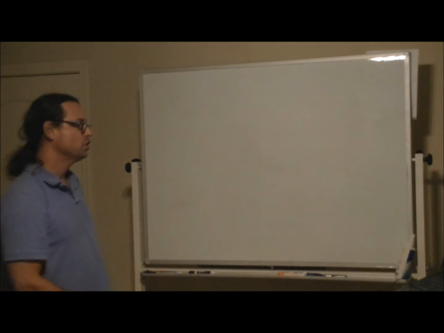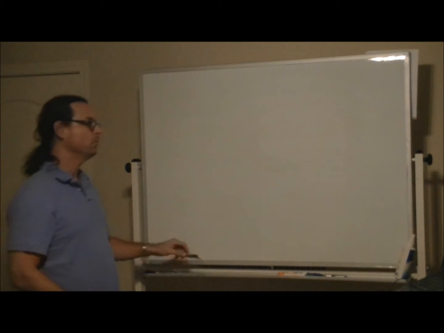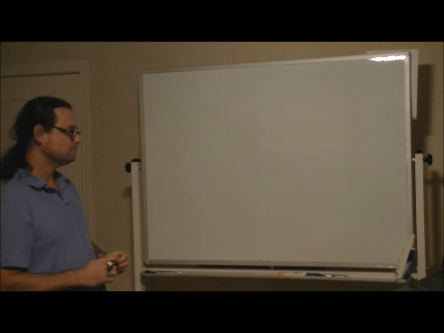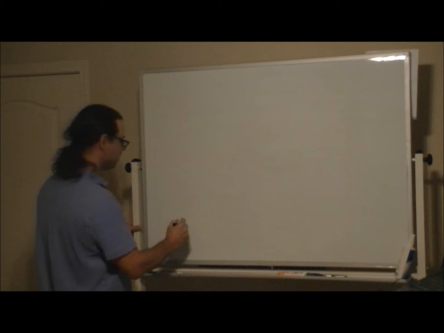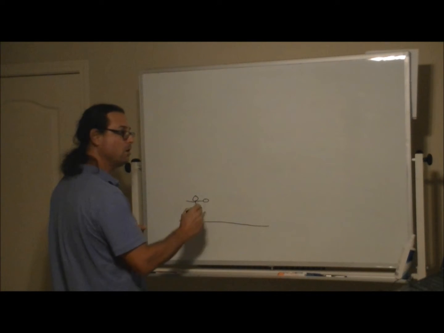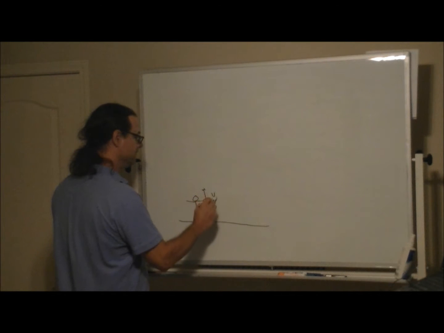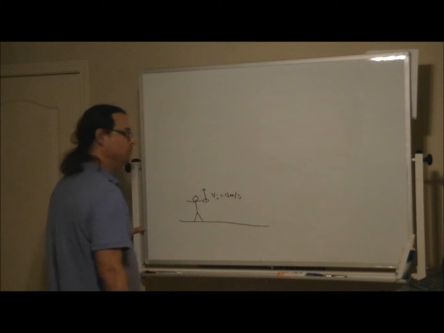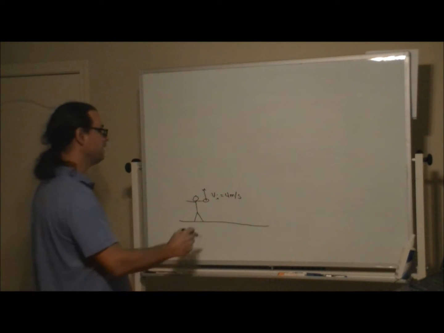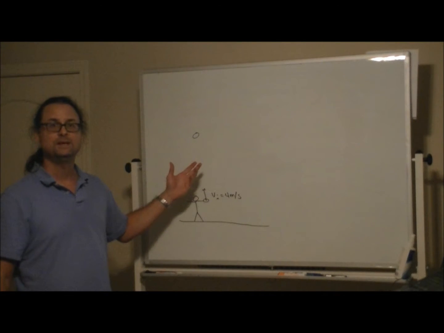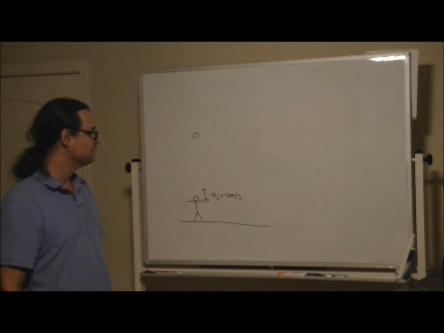Okay, so the next one says a girl throws a tennis ball upward with an initial velocity of 4 meters per second. What is the maximum displacement of the ball? Alright, so we'll have the ground here, we'll have our stick figure, and we'll have the girl throwing the ball upward. And in this case, V initial equals 4 meters per second. And we know intuitively what happens when we throw a ball up: the ball goes up.